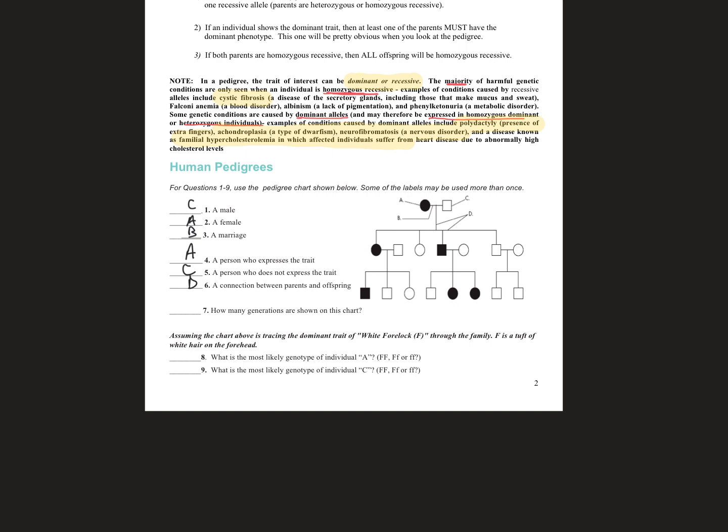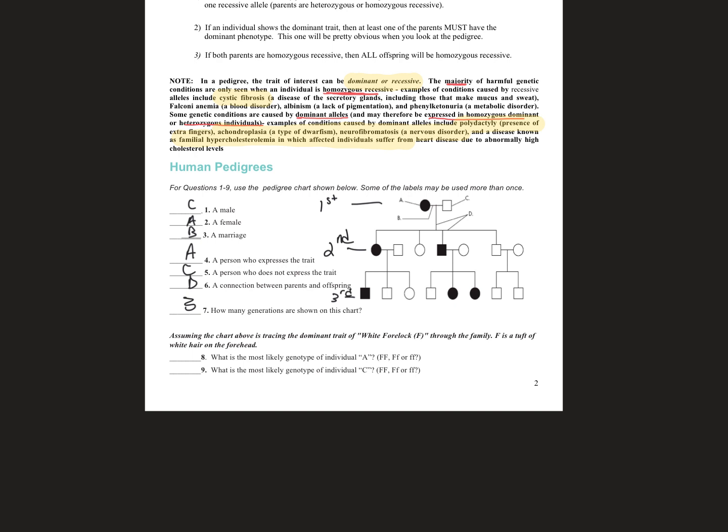How many generations are shown in this chart? This is the first generation, this is the second generation, and this is the third generation, so there are 3. What is the most likely genotype of individual A? I look at this and I see that there is no skipped generation. You have a female that has it here, a female and male that have it here, and then a male and females that have it here. So there is no skipping a generation. So it's likely a dominant phenotype or a dominant gene.